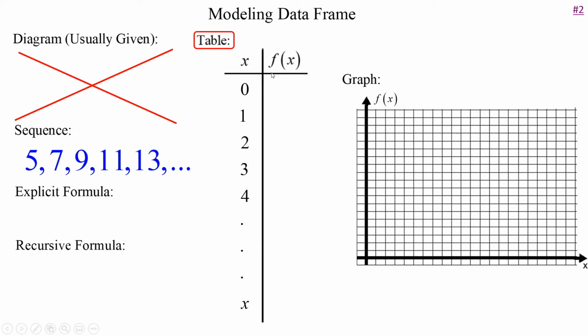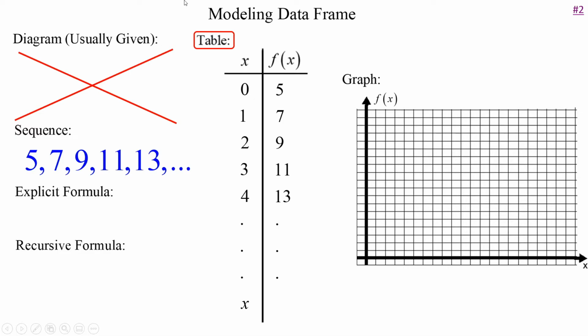Now, let's find our outputs f of x. So f of 0 will be the 5. F of 1 will be the 7. F of 2 will be the 9. F of 3 will be the 11. F of 4 will be the 13, and so on. And we'll do our expression when we get our explicit formula in a minute. Some of you might be ready to make that jump right now.